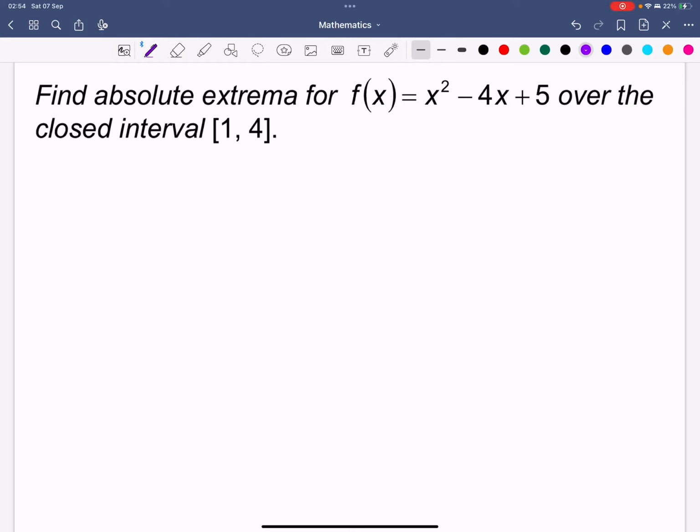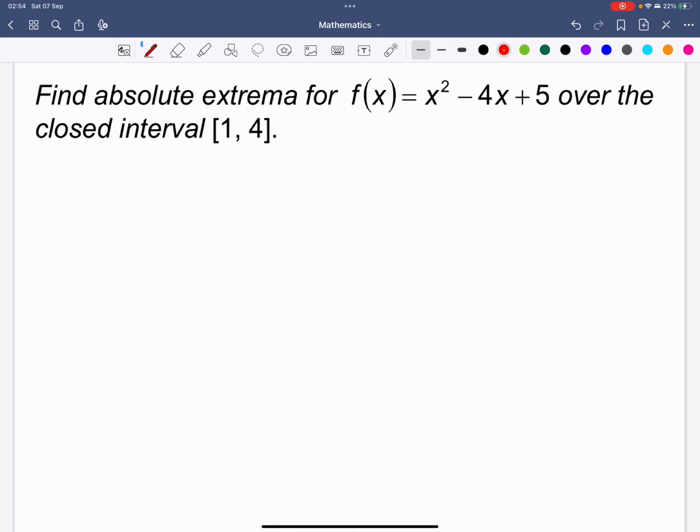Hello guys, so in this video we're gonna find the absolute extrema. In order to find the absolute extrema you need to understand the first derivative test and you need to be able to apply it on this question. So what are we gonna do in order to find the absolute extrema? We need to first find the critical points.